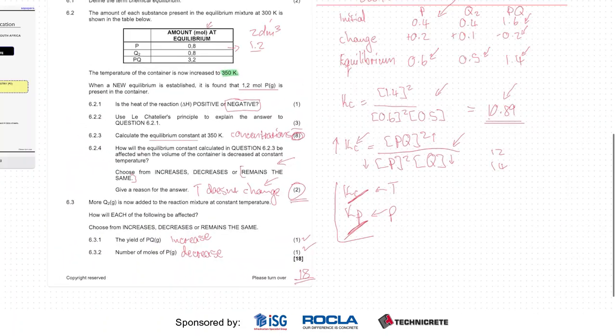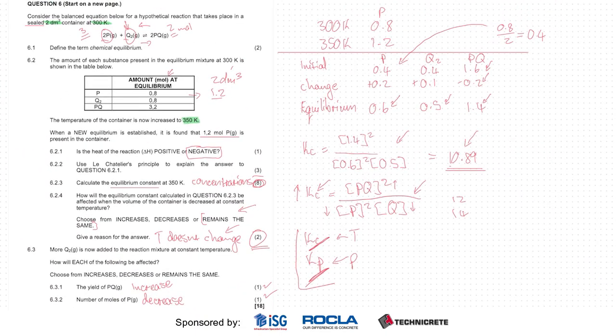I guess if you had done the question how I did it, you'd only get 16 out of 18, because I got 6.2.4 wrong. But yeah, really weird. Okay, anyways, I hope this has been helpful, and that concludes question 6.